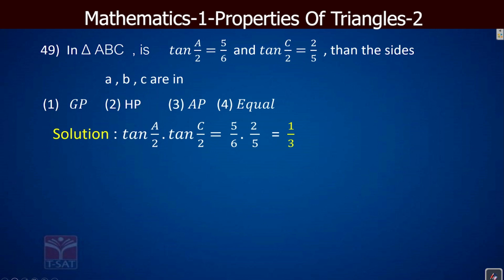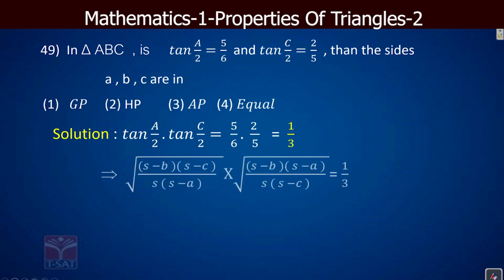But now, tan A/2 in terms of s and s minus a, etc. You know that tan A/2 is sin A/2 by cos A/2. And sin A/2 is the square root of (s minus b)(s minus c) by bc. Cos A/2 is the square root of s(s minus a) by bc. So when you divide one by the other, you will get tan A/2 as the square root of (s minus b)(s minus c) by s(s minus a).